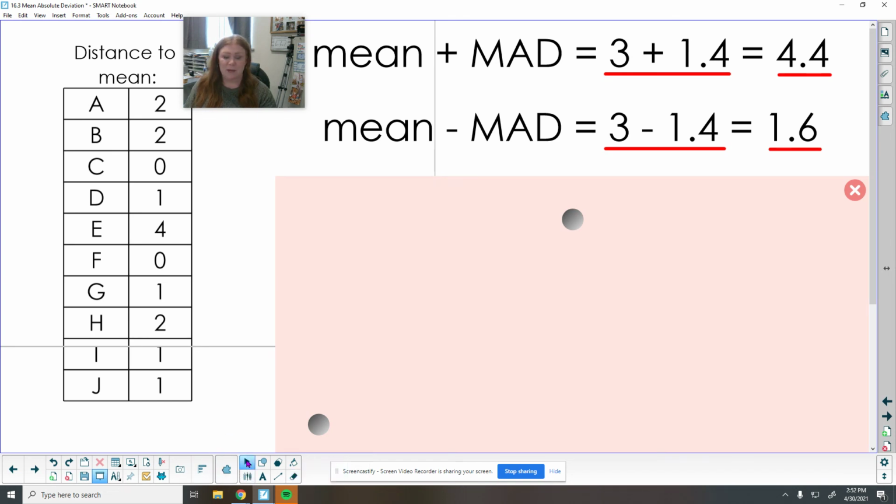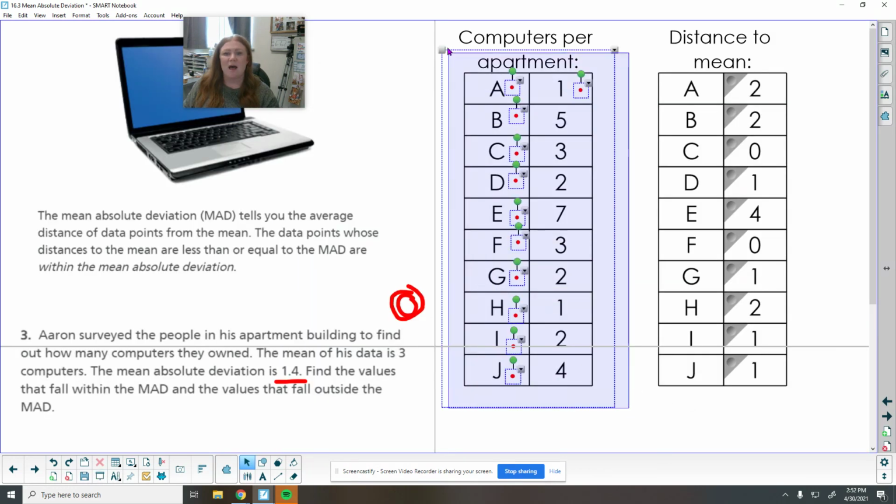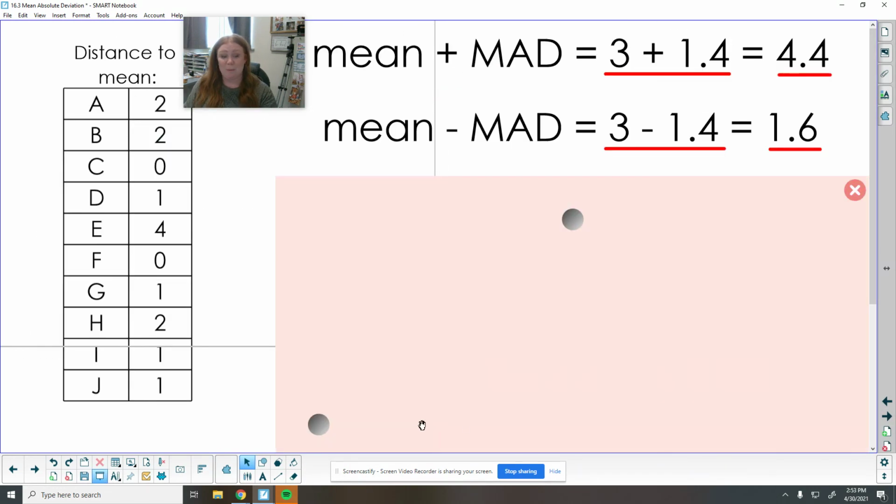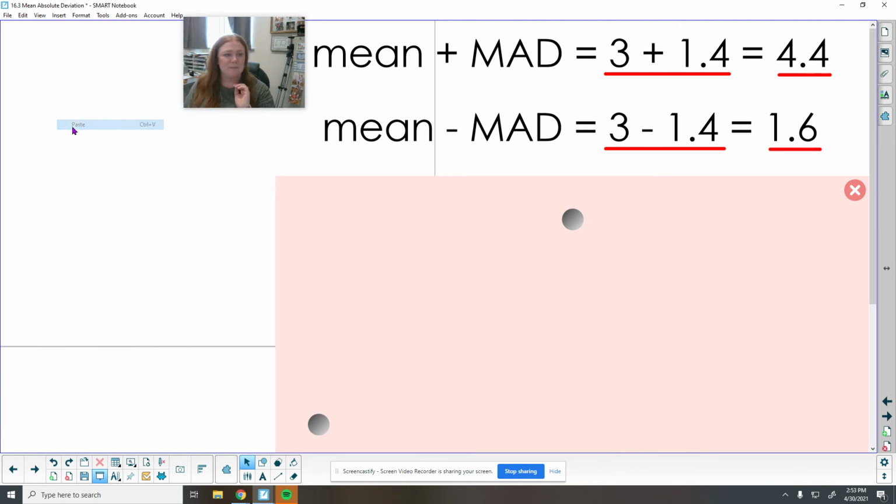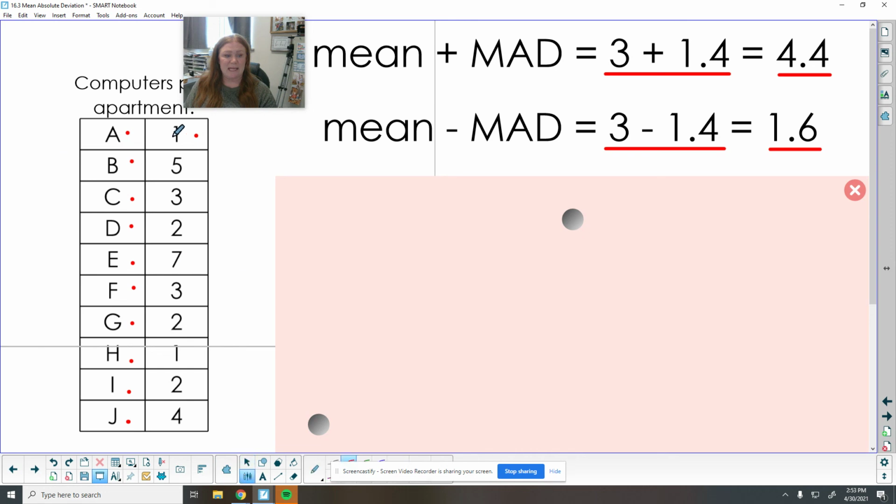So, I want a different chart here. I want this chart to compare computers, not the distances. So I can see that apartment 1 is not between 1.6 and 4.4. So apartment 1 is outside of the deviation, of the average, of the normal range. And it's pretty common for people to have computers, oftentimes even more than one device within a family. So 5 is also a little outside of the normal, but 3 was the average and fits in there perfectly. So this one is within. 2 is within these numbers.